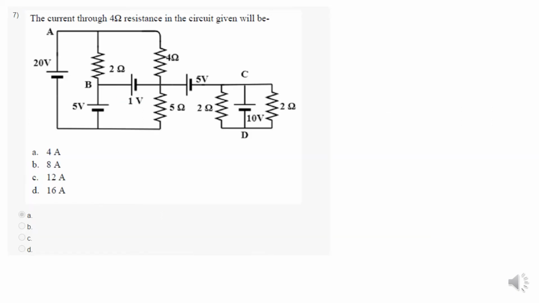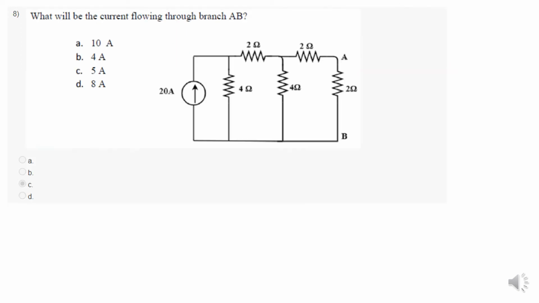Problem. The current through the 4 ohm resistance in the given circuit will be. Here we already got the answer, that is 16 volt. Here the question is to find out the current flowing through 4 ohm. So what is I4 ohm? I4 ohm is the voltage across it divided by 4. So what is the voltage? 16 volt, already we have got the answer, divided by 4. That is 4 ampere. What is the answer? Option number 1 is the correct answer.